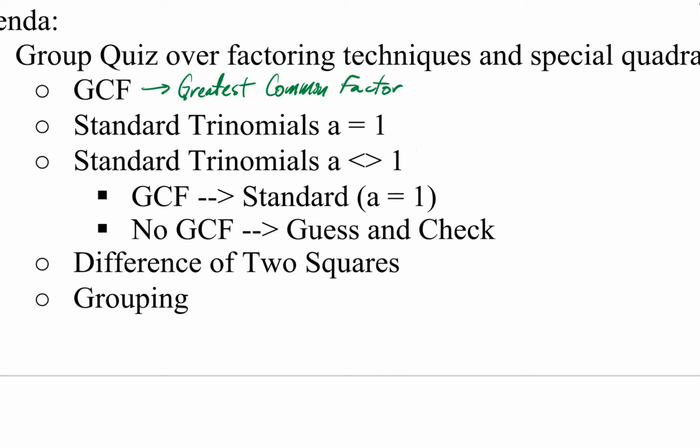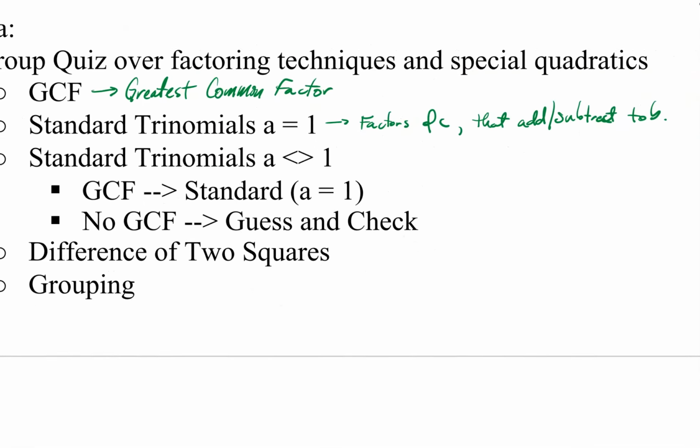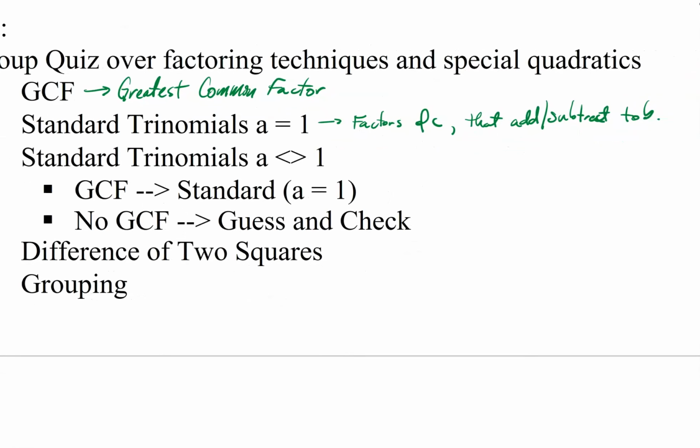And we noted that when standard trinomials have a leading coefficient of 1, then we just simply looked for factors of c, the last number in our polynomial, that add or subtract to make b, the coefficient in the middle. So they add or subtract to make b. Those were the nice trinomials. While it may be a little bit tedious to find factors sometimes, at least we only had to worry about one factor pair. And the one factor pair that added or subtracted to make the coefficient b in the center, that was the pair that ended up working.